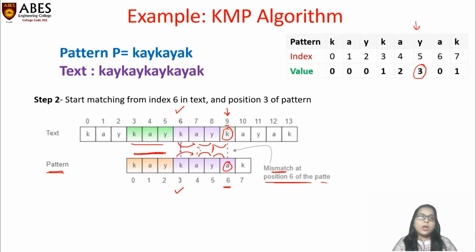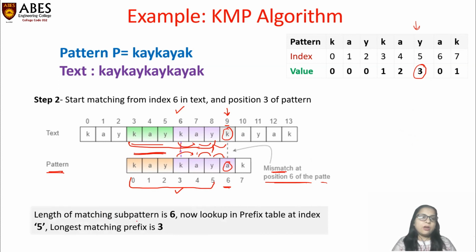So what do we do? The longest common sub pattern that we see here is of length 6. So we look up the 6th value in the pi table. The length of the matching sub pattern is 6, so we look up the prefix table at index 5, which is 1 less than 6. The value we get is 3. That means we'll match with the 3rd index in the next step.